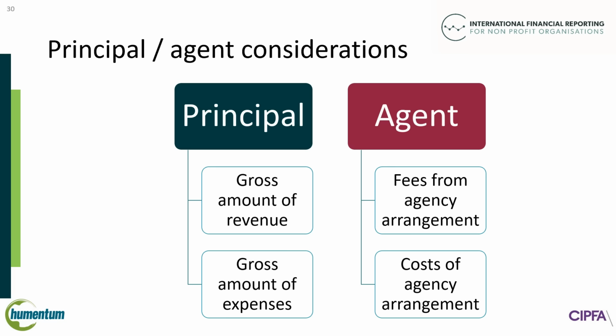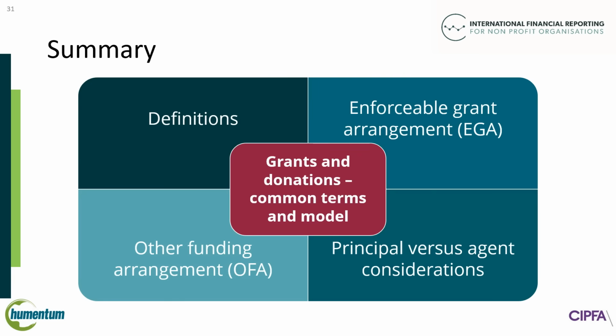Any assets related to the agency arrangement, such as funding provided to the grant-providing NPO by the other entity, do not form part of the grant-providing NPO's assets or income. This video has explained the common terms and the common recognition and measurement model for grants and expenses. INPAG has introduced new terms, created specifically for NPOs, to describe these transactions. All revenue from grants and expenses on grants are to be classified as an enforceable grant arrangement or another funding arrangement.